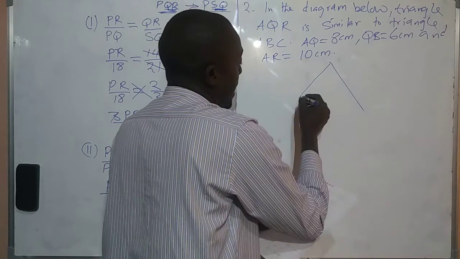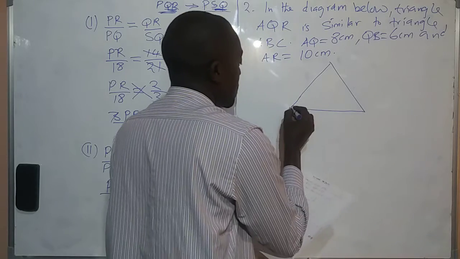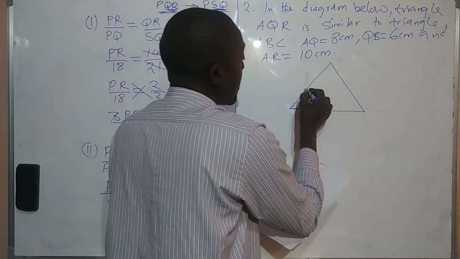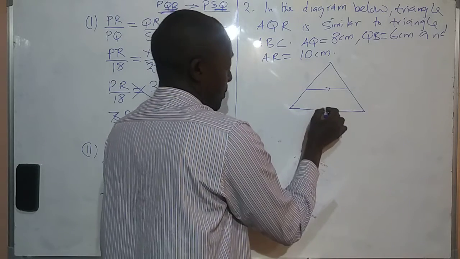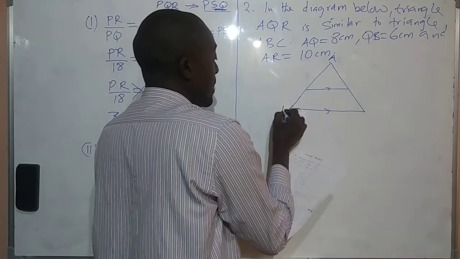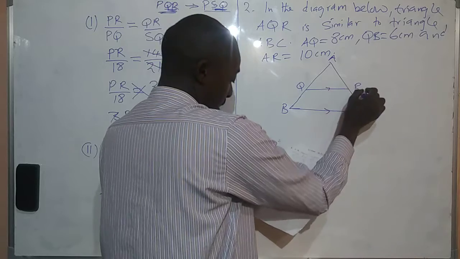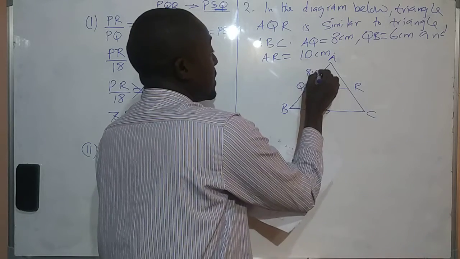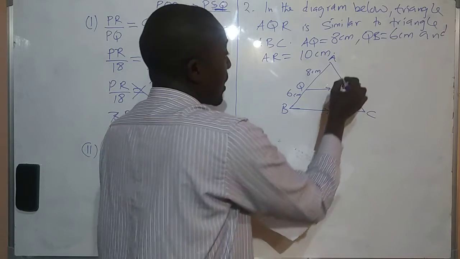Here is our triangle. Then we have another line there. So we have A, B, C. Q here, R there, 8 here, and 6 centimeters here. Then we have 10 here.